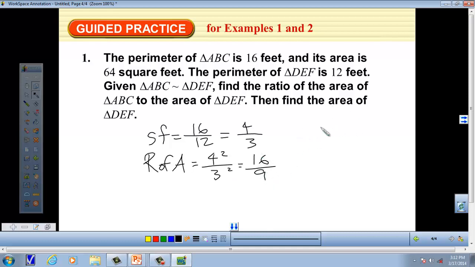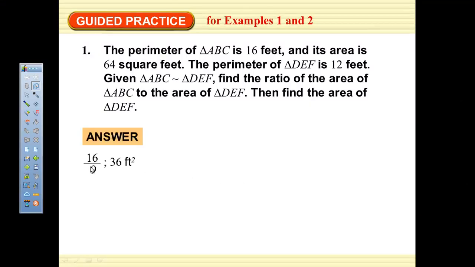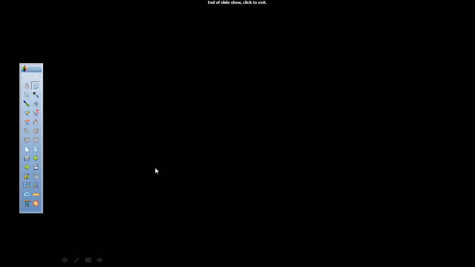Well, since we know that the ratio of the areas is 16 to 9, and we know this refers to ABC and this refers to DEF, we can put the ABC area here, and this will be the area for DEF. Cross multiplying, we get 16x is equal to 9 times 64. I'm going to go ahead and simplify right now, because I know that 16 times 4 is 64. So I'm just going to write that there, and that gives us x is equal to 36 square feet. Okay? So again, 16 over 9 and 36 square feet. And we're done. Thanks.